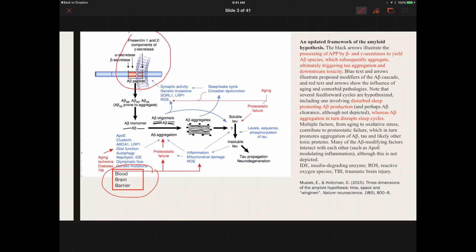So just to recapitulate, the amyloid beta monomer is being produced here, and we find the aggregates, the oligomers, accumulating and then producing down the road, downstream, an insoluble tau protein, which is thought to be the trigger for neurodegeneration. Let's move on to the next slide.